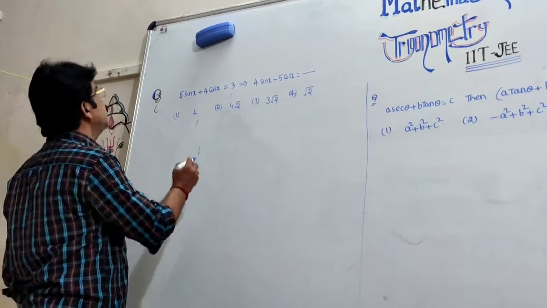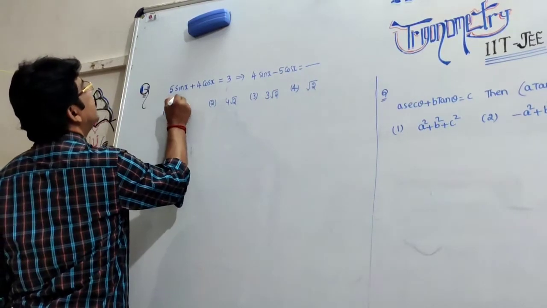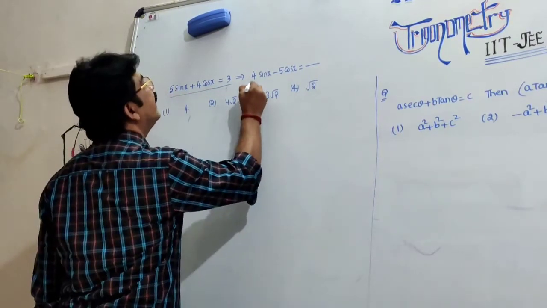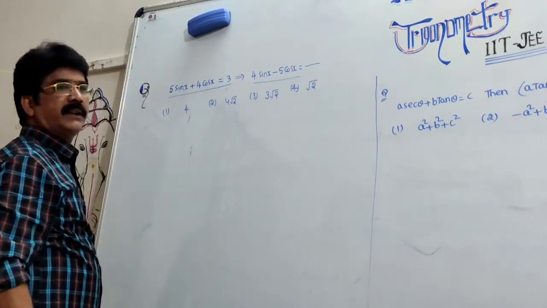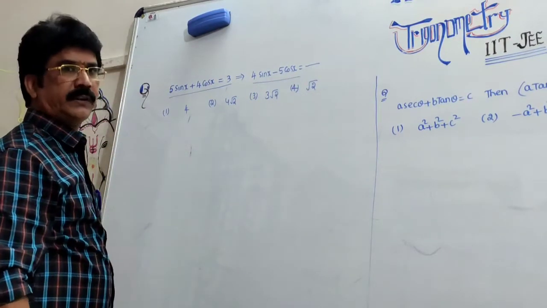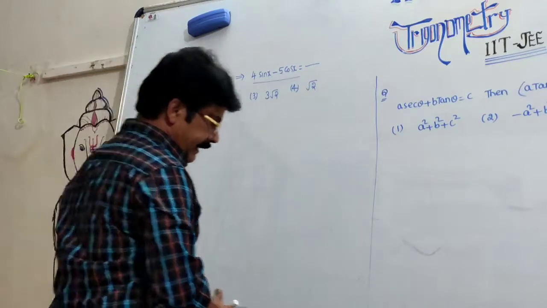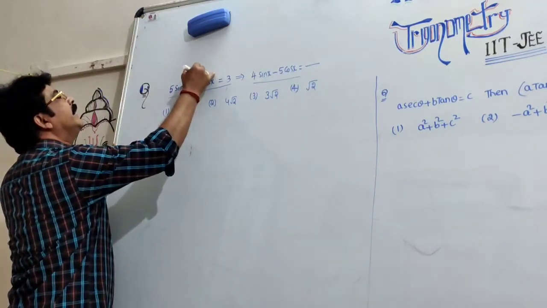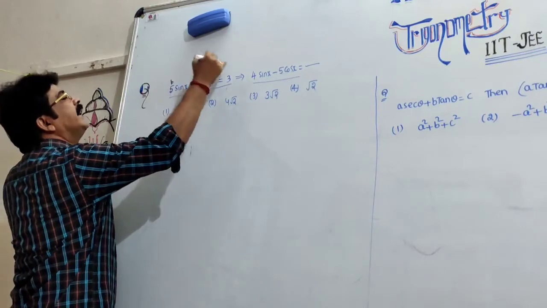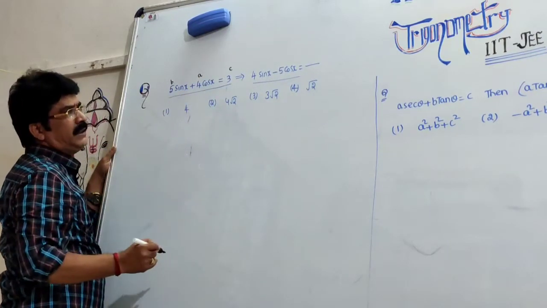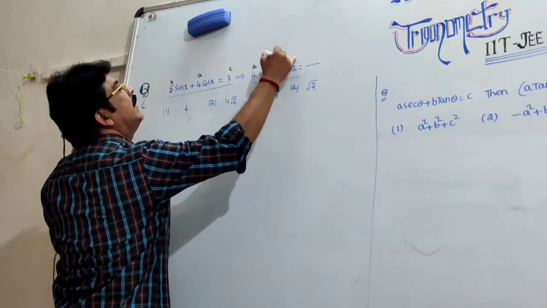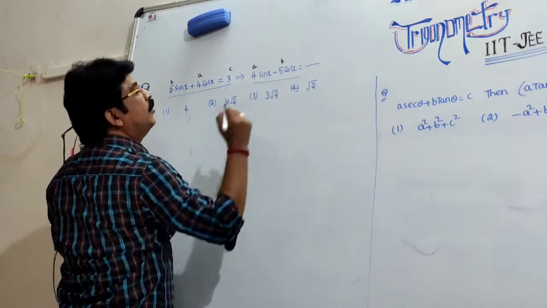Important model question. If 5 sin x plus 4 cos x is equal to 3, then find the value of 4 sin x minus 5 cos x. Actually, it is in the form of a cos x plus b sin x equal to small c. Then what is the question? a sin x minus b cos x is what?